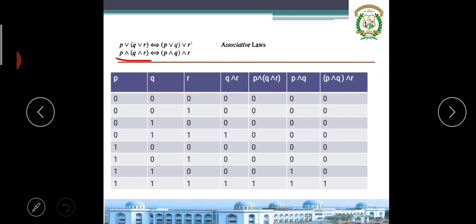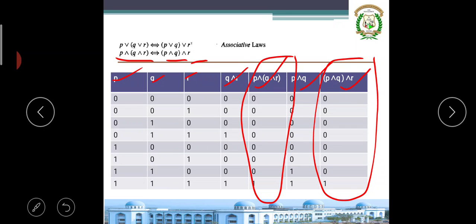P and Q and R is logically equivalent to P and Q and R. If you observe this, first I write P, Q, R, then Q and R I'll find out, and P and Q and R I will do it. Then P and Q, then P and Q and R I'll find out. When I observe these two columns, they are logically the same, logically equal. That's called associative law.